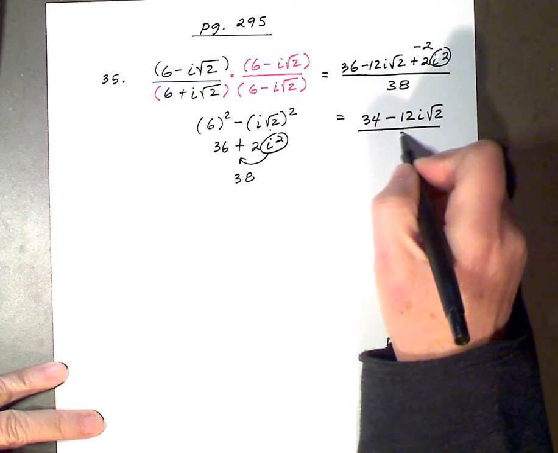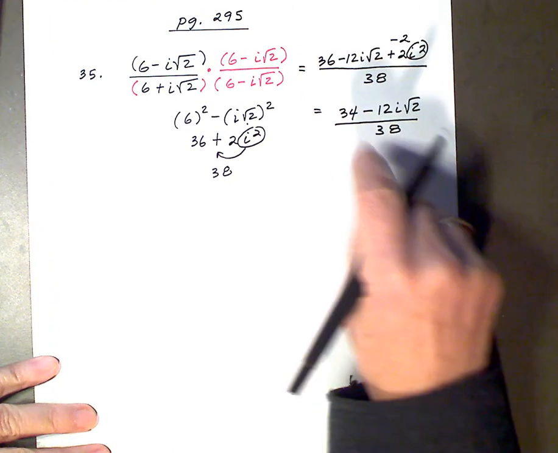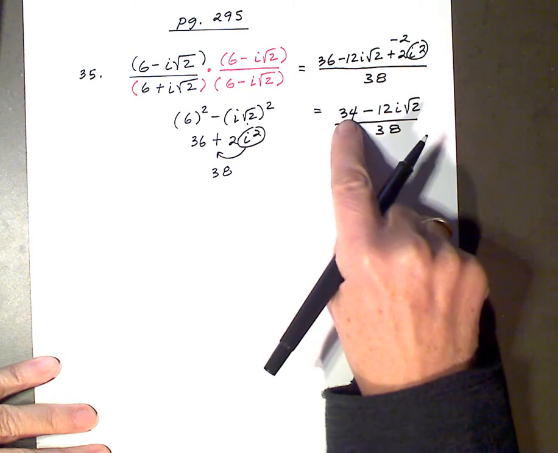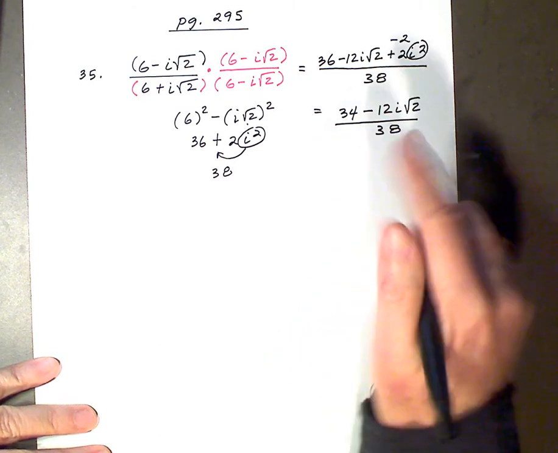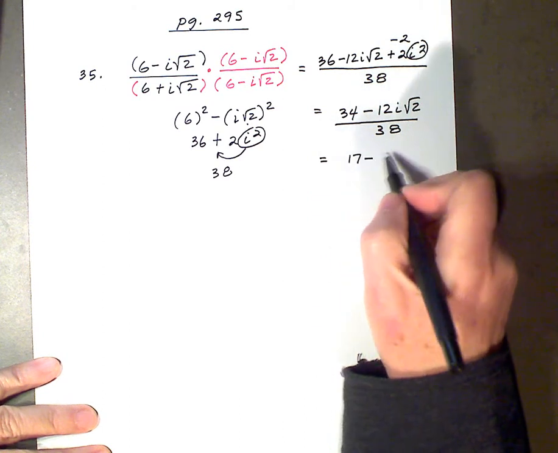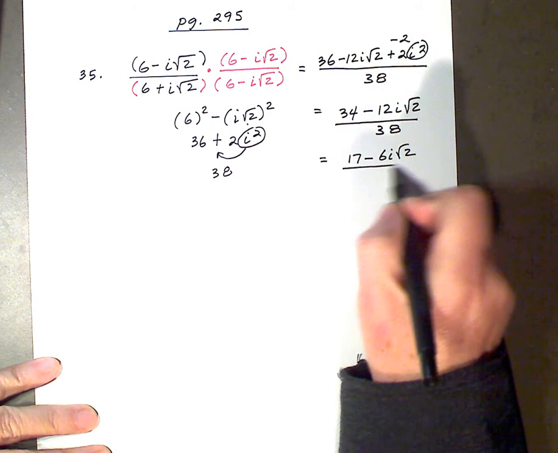all over 38. Okay, so there's a common factor of 2. That's the greatest common factor that's in all three of the terms, the 34, the 12, and the 38. If I pull that out, I get 17 minus 6i root 2 all over 19.